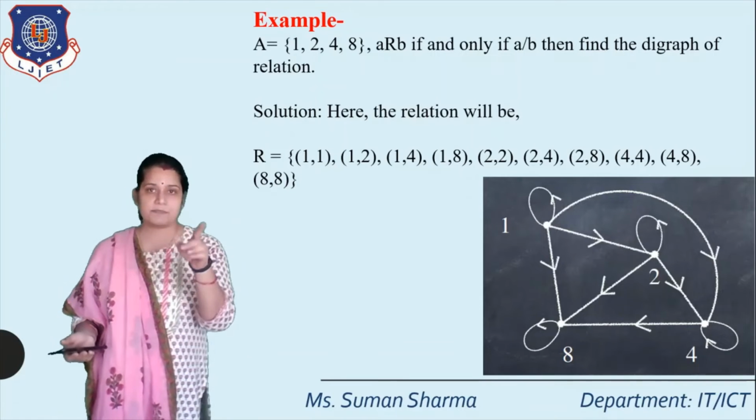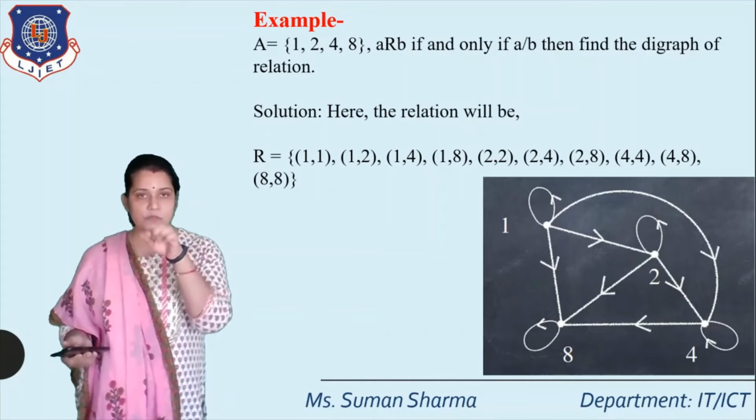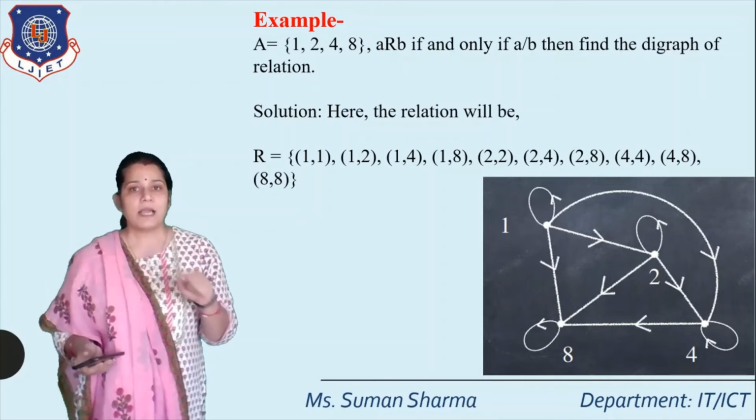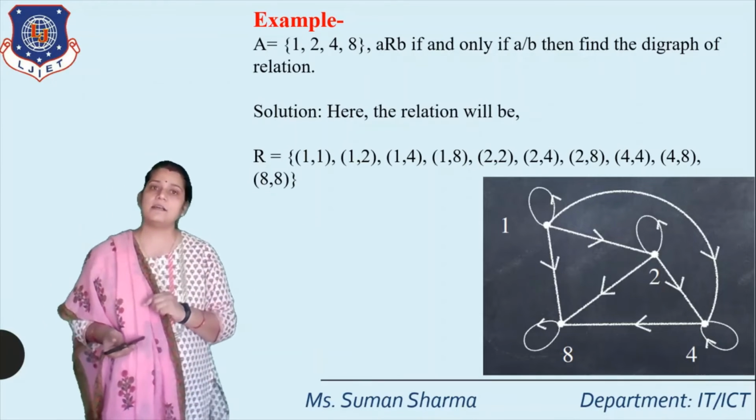2, 2, yes, is present in your relation. So for 2, 2, we draw the loop. 4 comma 4, we draw the loop. And 8 comma 8, we draw the loop.